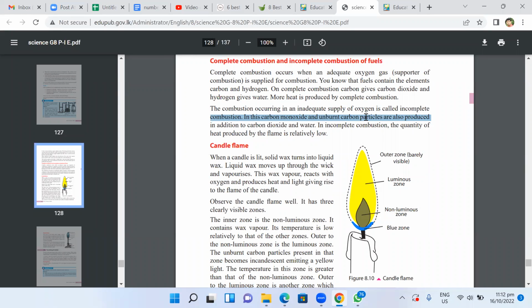When there is unburned carbon, that is when the flame gets its color, right? So carbon monoxide and unburned carbon particles are produced in addition to the carbon dioxide and water in incomplete combustion. The heat produced is relatively lower than in complete combustion. In complete combustion, there is only carbon dioxide and water.